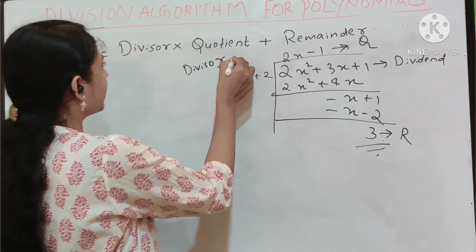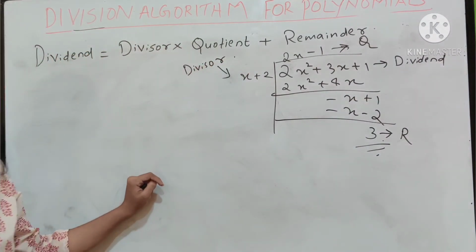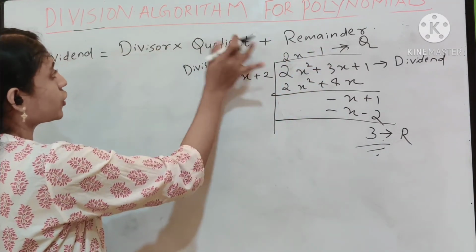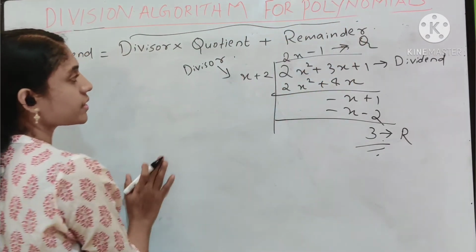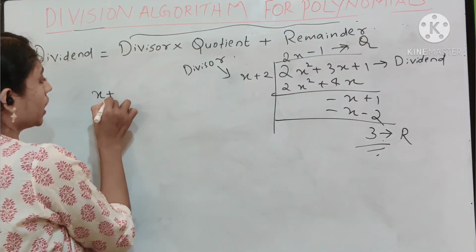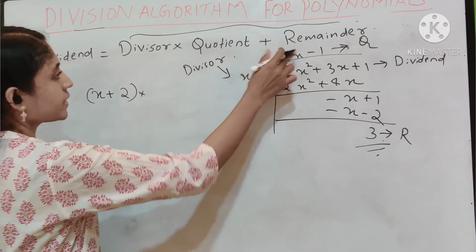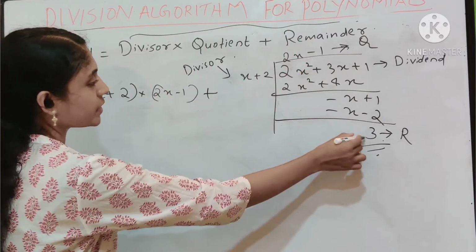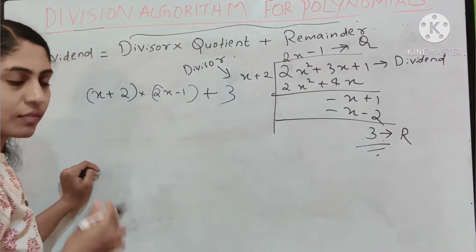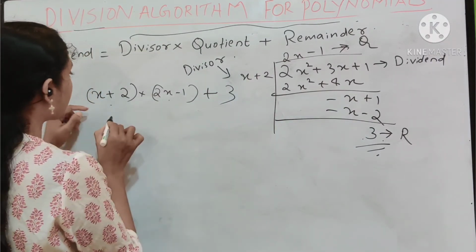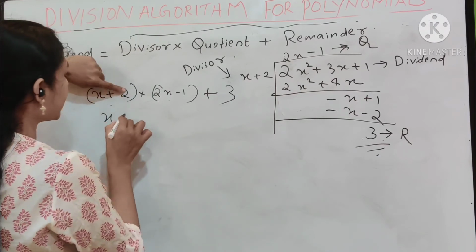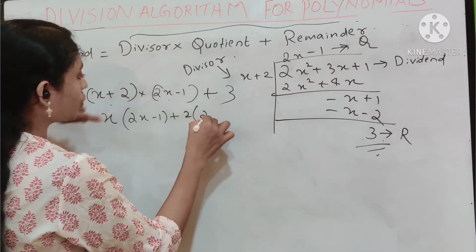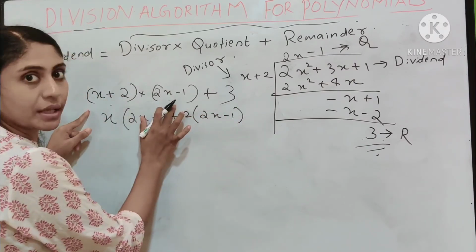So we can check whether the dividend is the same as divisor into quotient plus remainder, okay? So first I am doing the right hand side, that is divisor into quotient plus remainder. What is the divisor? X plus 2. X plus 2 into quotient, which is 2x minus 1, plus remainder. What is the remainder? 3. Okay, we can solve this. X plus 2 into 2x minus 1. How will we solve? X into 2x minus 1 plus 2 into 2x minus 1. We are just opening the bracket.